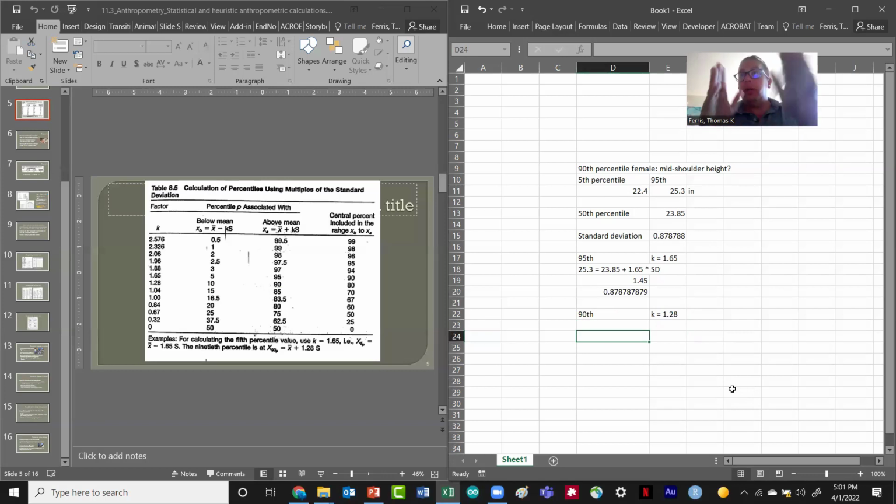We use the exact same equation. We know what the mean is, we know what the K value is, and we know what the standard deviation is. So here's our answer: equals the mean, 23.85. Because I'm going to the 90th, I am adding the K factor. If I was going to the 10th percentile, I have the same K factor, I'm just subtracting. So I'm going plus 1.28 times my standard deviation, which is that guy. There it is. That's the 90th percentile female mid-shoulder height: 24.97. Okay, so there you go.